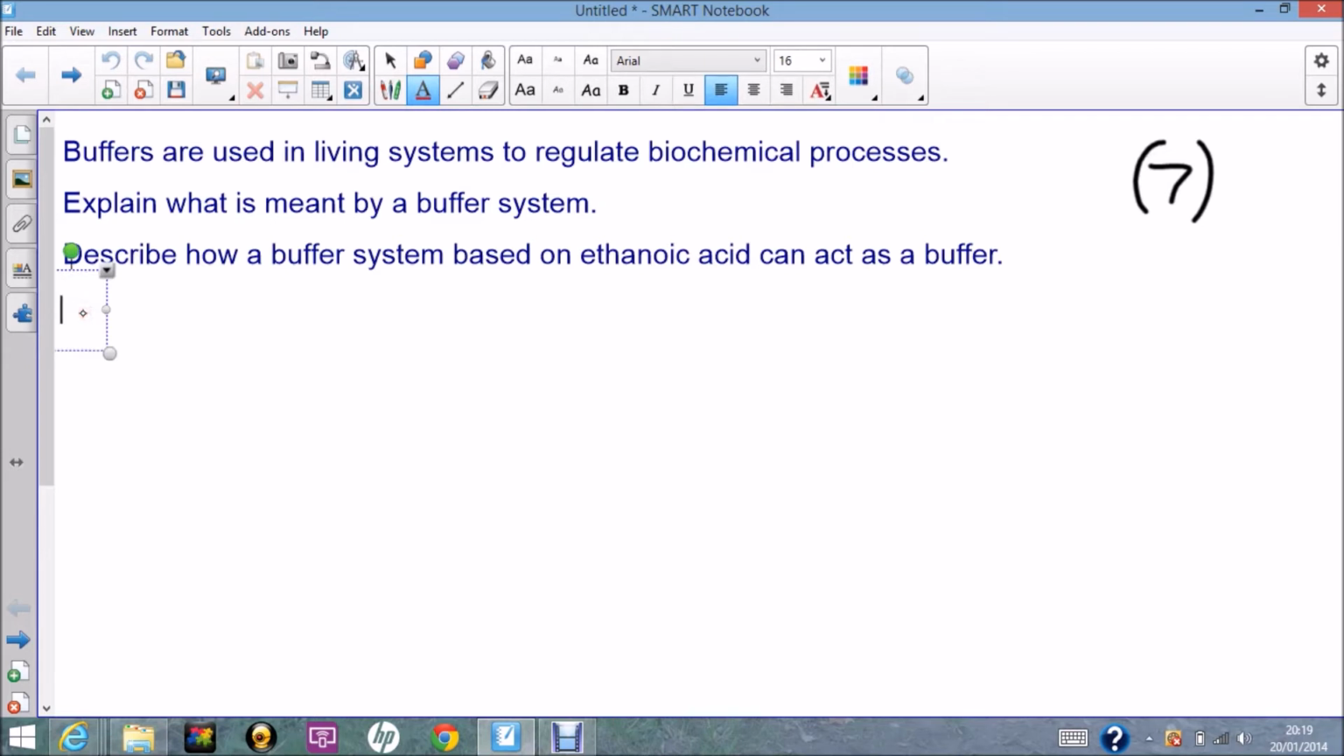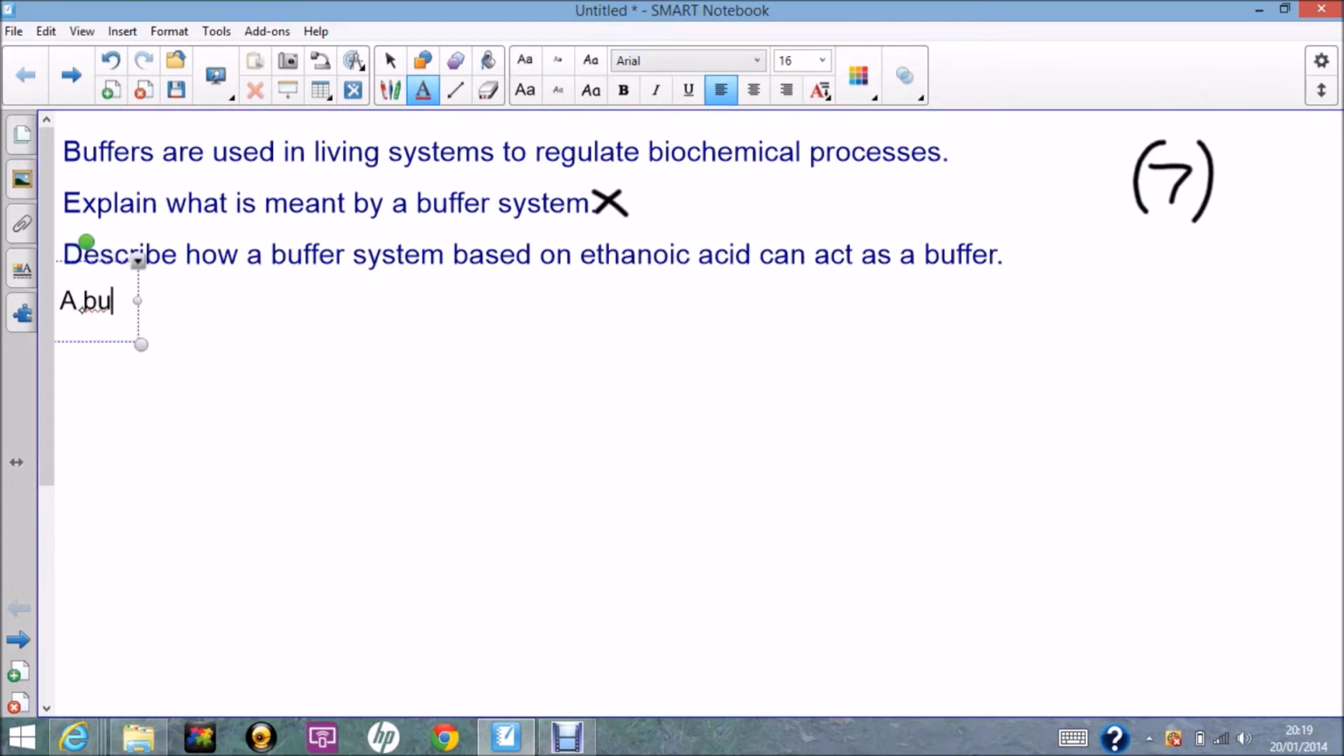Okay, first thing we're going to do then is to deal with this sentence here. Okay, so we're starting off with an introductory sentence that says buffers are used in living systems to regulate biochemical processes. You'll usually find an introductory sentence that doesn't really have much to do with the question. Explain what is meant by a buffer system. That's asking for the definition of a buffer.